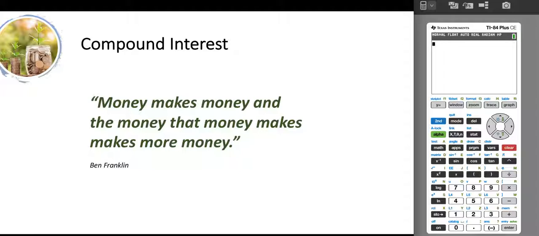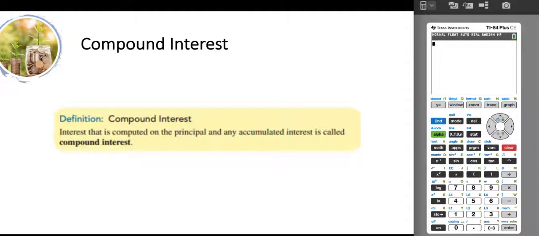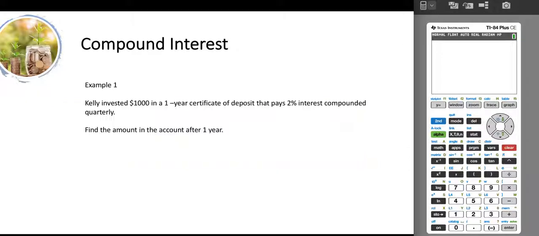I really enjoy this quote from Ben Franklin. It sort of explains why the rich keep getting richer. Money makes money, and the money that money makes makes more money. So let's dive in. First of all, let's look at the definition of compound interest. By definition, it is the interest that is computed on the principal and any accumulated interest.